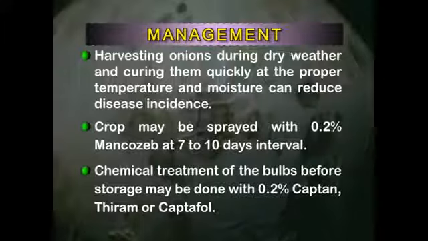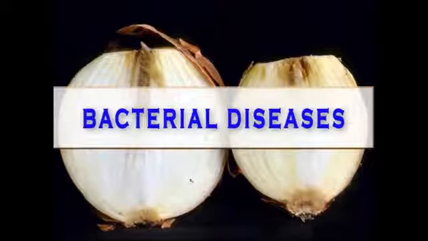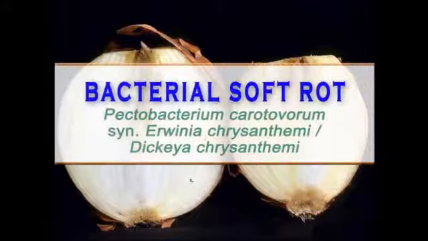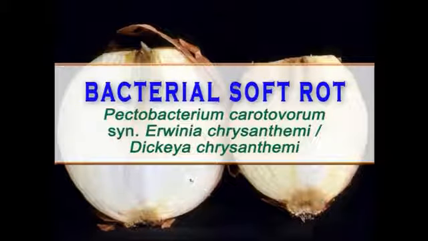So this is all about the important fungal diseases of onion. Next, we will learn about the bacterial diseases. First is the bacterial soft rot. It is caused by Pectobacterium carotovorum. Synonyms are Erwinia chrysanthemi or Dickeya chrysanthemi.